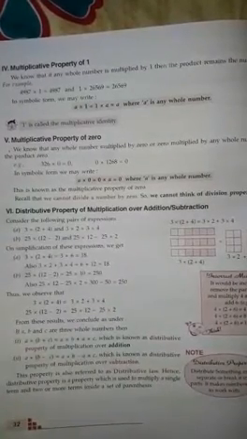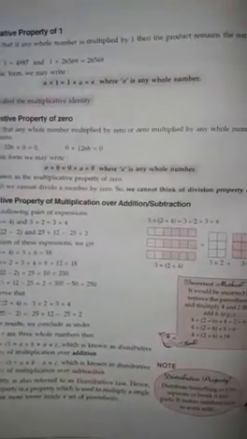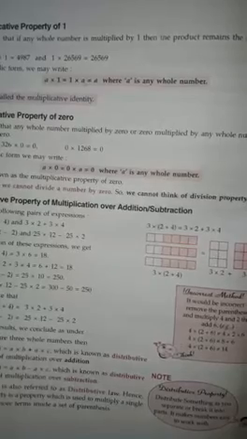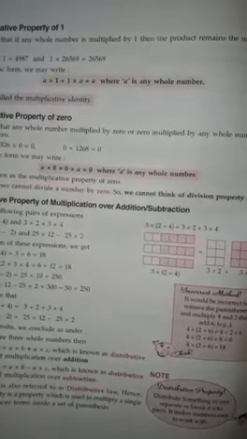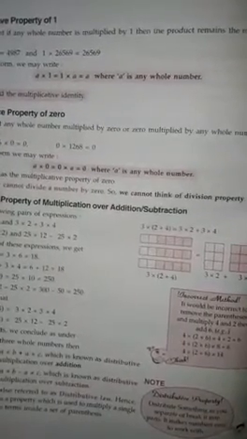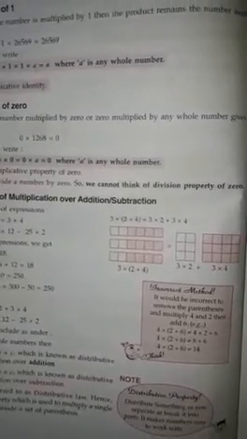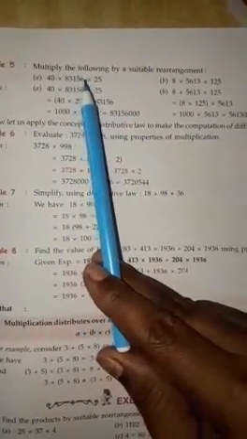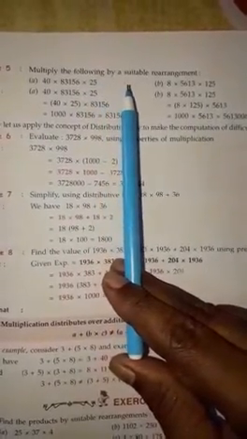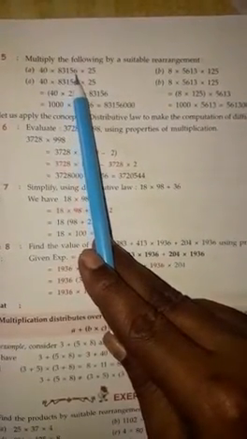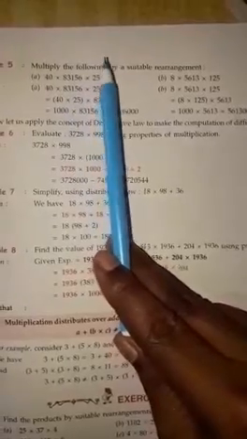And now we'll discuss multiplying the following numbers by a suitable rearrangement. How can we rearrange the multiplication? See the example 5. Multiply the following by suitable rearrangement. Here 40 into 83,156 into 25.